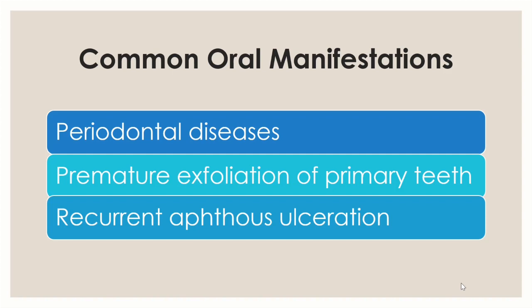Recurrent aphthous ulceration is usually limited to the non-keratinized mucous membrane, like the soft palate, inner lips, and inner cheeks, and it will usually resolve within 10 to 14 days. The patient may also present with premature exfoliation of the primary teeth. This is mainly due to the defects in neutrophils.